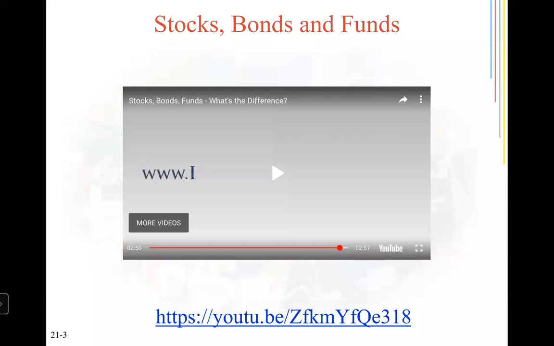Now, the fund can be stocks, it can be bonds, or it can be a combination of stocks and bonds. So really, the main two forms of investments we're looking at are stocks and bonds, and funds can contain both. Now, from the short video, what do you notice? What can you remember as a difference between stocks and bonds?